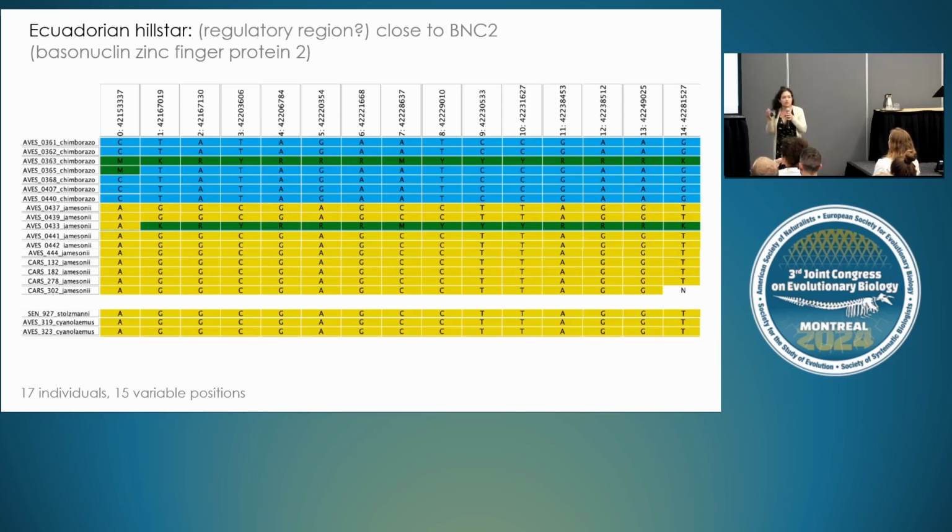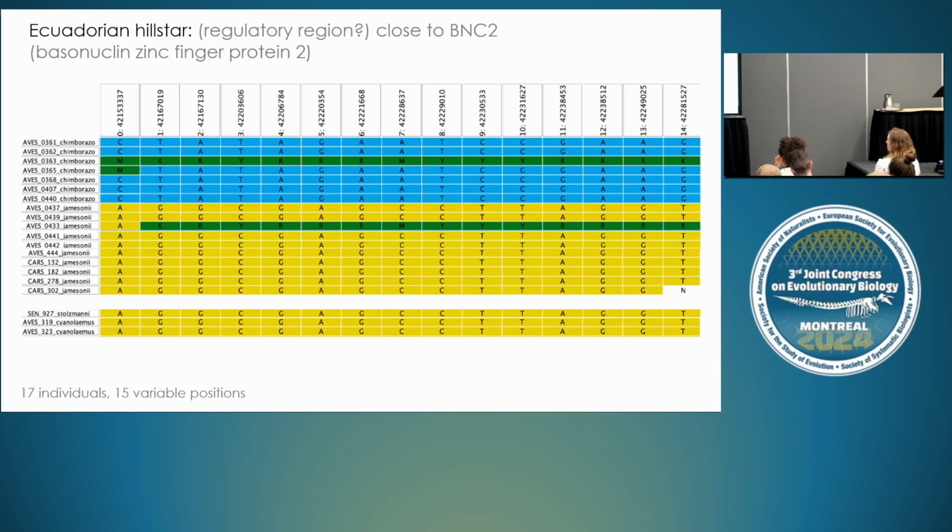What you're seeing here is the summary of a region, so 15 variable positions in a bigger region that is close to BNC2, which is a gene that has been related to pigment saturation in human skin, so melanin and structural colors could be playing a big role there. These are the outgroups, okay? And they all have what we think are ancestral states. And then we have all these Jamesoni, and most of them are very similar, identical to the outgroup. And then we have Chimborazo, and they have what seems to be a derived state.